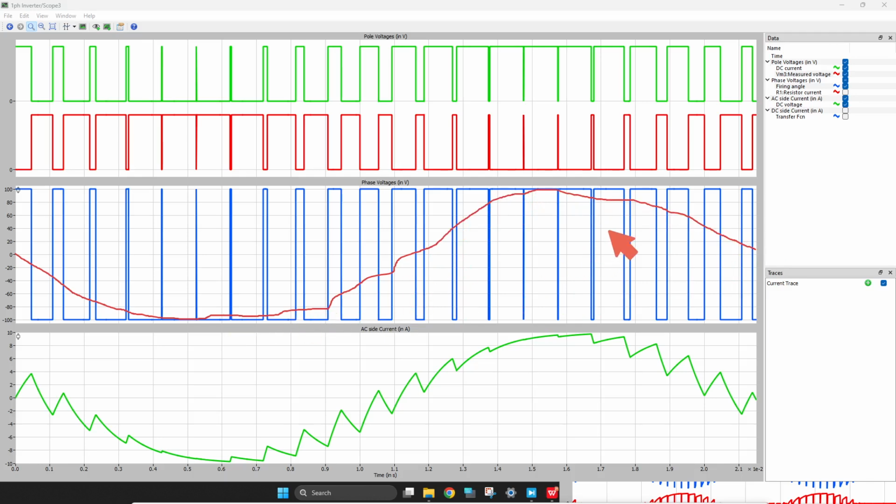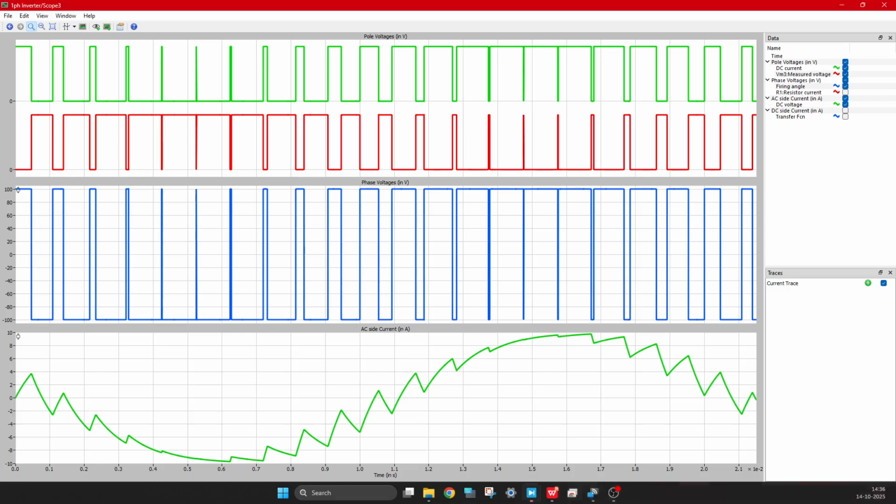So if I draw the average pulse width for this phase voltage, you can see it also follows a sinusoidal pattern. So this is the reason why we call this pulse width modulation, and it is sinusoidal pulse width modulation, because the pulse width is changing in a sinusoidal manner.